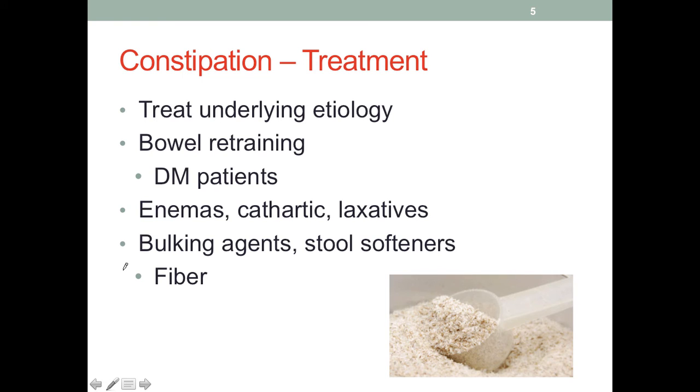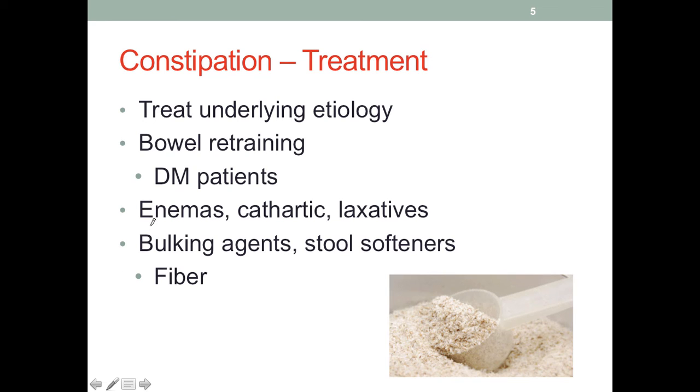So treating the underlying disease is always the best approach. Also for constipation, we could retrain the bowel movement. But if we think about it, we really don't have the ability to control our bowel movements 100%, so this course of treatment could be limited.